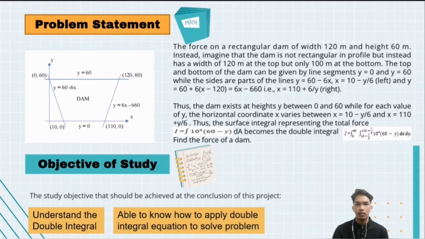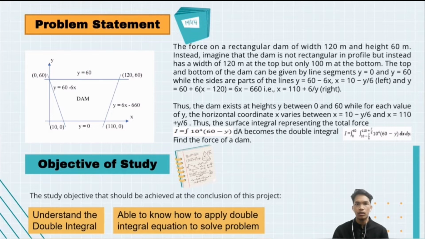The top and the bottom of the dam can be given by the line segments y equal to 0 and y equal to 60, while the sides are parts of the lines. For the left side, y equal to 60 minus 6x, which gives x equal to 10 minus y over 6. For the right side, y equal to 60 plus 6 times (x minus 120), which is y equal to 6x minus 660, and x equal to 110 plus y over 6, as in the diagram.